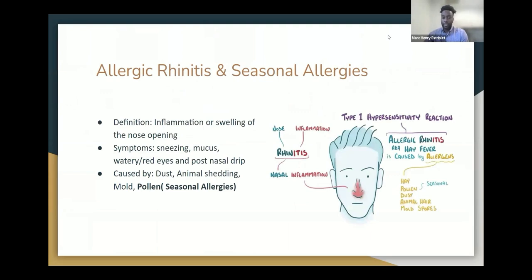So first, allergic rhinitis. Allergic rhinitis is essentially inflammation, which is another word for swelling, of the nose opening or nasal canal. Oftentimes, symptoms involve sneezing, mucus production, watery red eyes, and often postnasal drip, which is that sensation you feel at the back of your throat when the mucus sometimes comes down. This is oftentimes caused by dust, animal sheddings, mold, and pollen. Pollen is a key trigger, and that's essentially what we mean when we talk about seasonal allergies. When people mention that they're not feeling well because of the allergies and the air outside, they're speaking of how pollen causes them to have allergic rhinitis and these symptoms of inflammation and swelling.